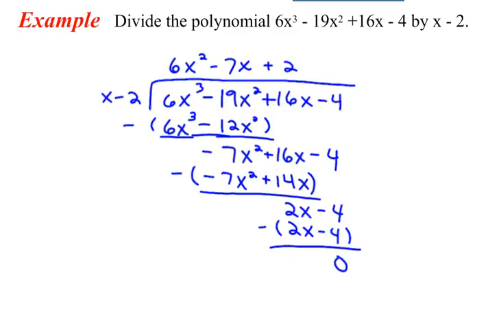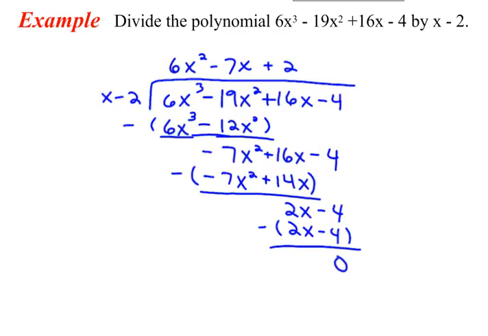Alright, so next we subtract. So we have negative 7x squared minus negative 7x squared, which is the same as negative 7x squared plus 7x squared, which is going to be 0. We have 16x minus 14x, which is 2x. And then we bring down the negative 4. So we have 2x minus 4.